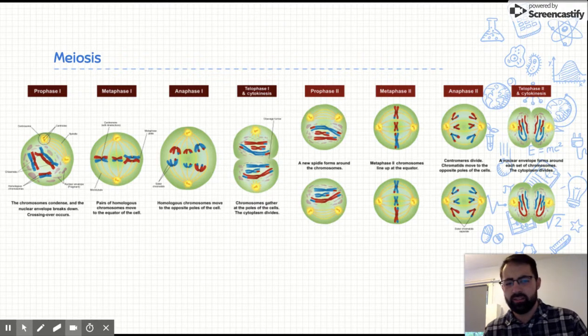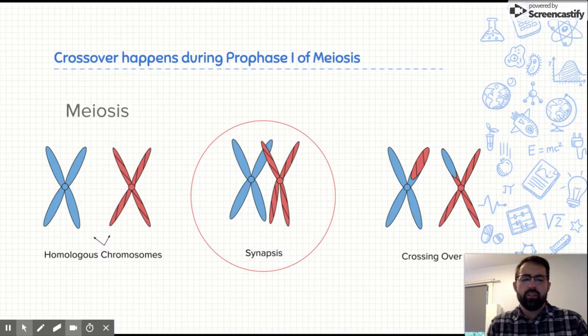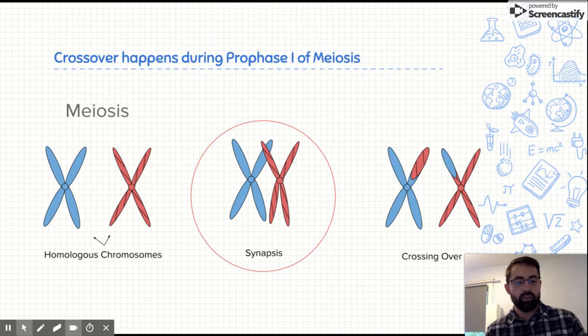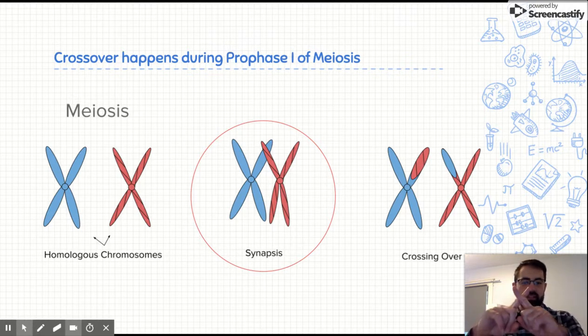Let's look at those key differences. First off, there's an event called crossover. And this happens in prophase 1, so the first round. And what happens then is the homologous chromosomes, that is, for example, chromosome 8. You have one chromosome 8 from your father, one from your mother. When meiosis begins, these chromosomes cross-link. So normally like this, then after chromosomes they cross-link and they swap genetic information.